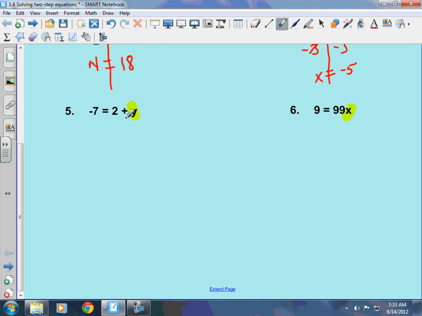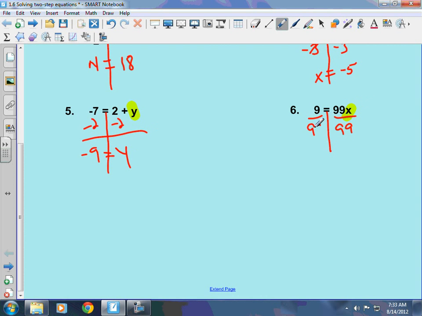Here, it does not matter which side your letter is on. You do the exact same thing. First step, line at the equal sign. I have to move the positive 2, so that means I subtract 2 to both sides. Negative 9 equals Y. Over here, I'm going to divide by 99.